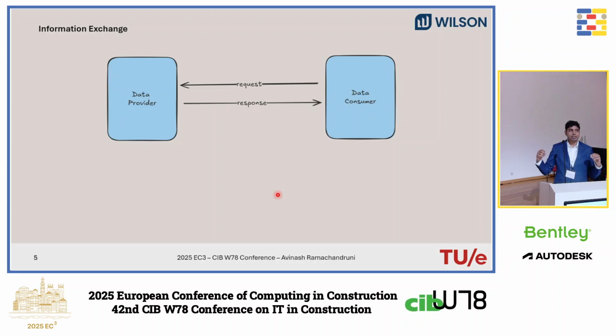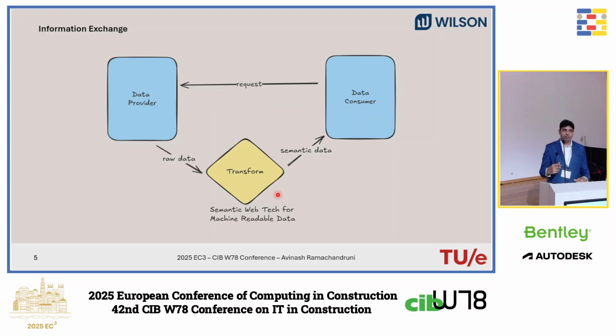So this is the simplest schematic of how the information exchange process can happen, where a consumer will request data from a provider, and the provider will send the data in response. But when we use ontologies, it is not a direct flow. Raw data is transformed using ontologies at the middle layer, and then the semantic data is sent back to the data consumer for any digital twin applications.